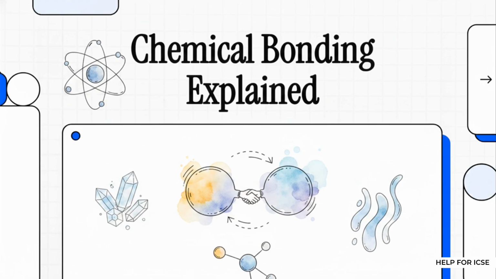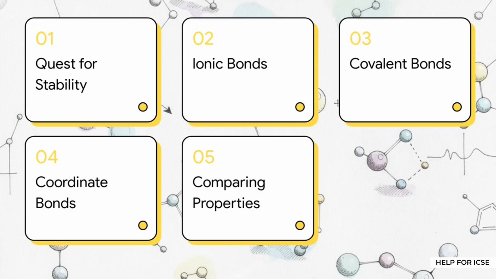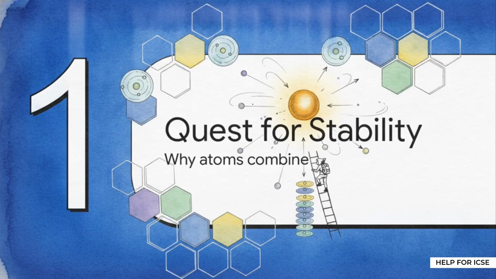In This Explainer, we're going to do a no-nonsense breakdown of these interactions. No time pass, just the fundamental mechanics of how atoms achieve stability. Okay, let's dive right into this. Here's the game plan for today. We'll cover the quest for stability, ionic bonds, covalent bonds, coordinate bonds, and finally, how to compare compound properties.